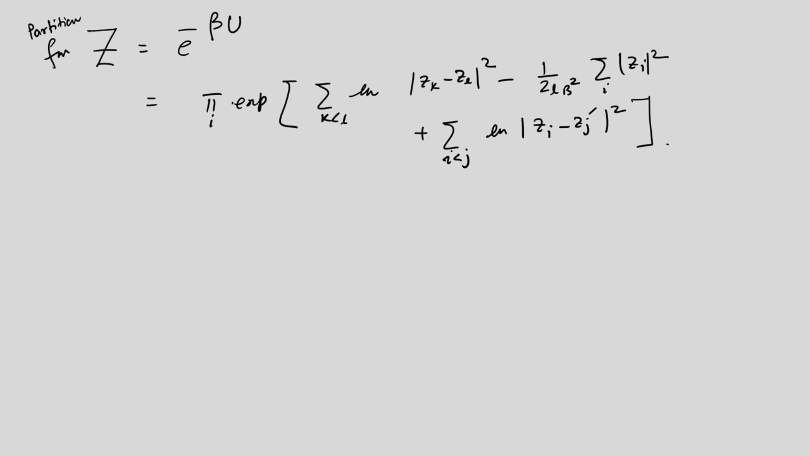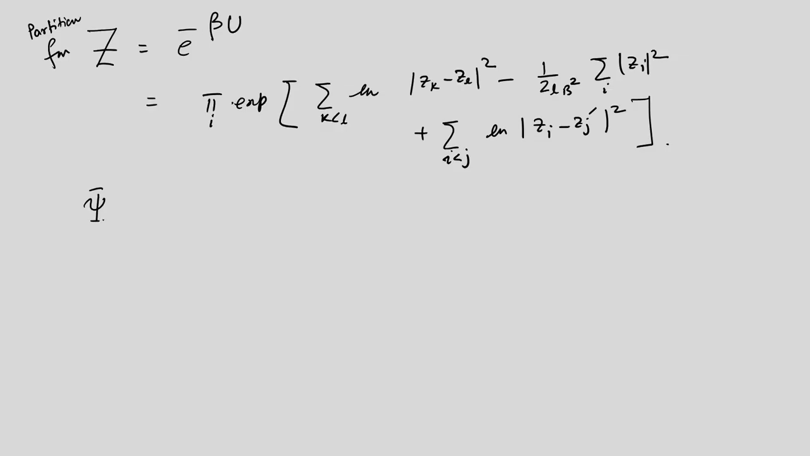Going back to what I said earlier, it is important to understand that we have to normalize the wave function. And what we do with the normalized wave function is something that we are going to come to. We are going to calculate the Berry connection.